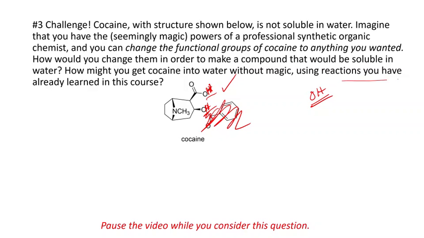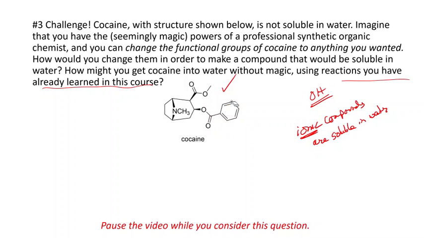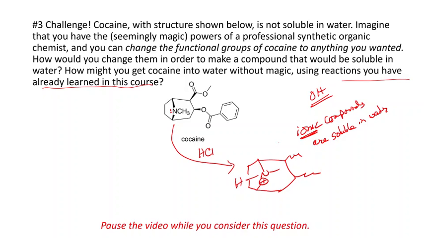How could you do this using reactions you have already learned in this course? This section mentions that ionic compounds are soluble in water. So here's a question. Can we make this compound ionic without doing all this magical stuff? Well, you notice that this is a base. And if we were to treat this with hydrochloric acid, we could protonate that nitrogen. And now it would be a cation, and we'll have a counterion Cl minus, and this compound is ionic. So all we really have to do is add acid to the cocaine, and it will dissolve in water.